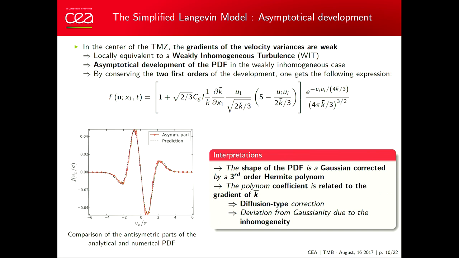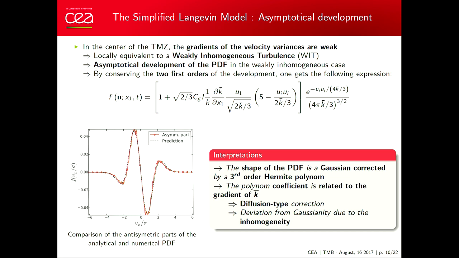To do so, we use the fact that in the center of the TMZ, the gradients of the velocity variances are weak. This allows us to use the assumption of local weakly inhomogeneous turbulence, or local quasi-homogeneous turbulence. Thanks to this assumption, we are able to make an asymptotic development of the PDF in the center of the TMZ. By conserving the first two orders of this development, we get the following analytical expression for our PDF. What you can see on this figure is the comparison between the anti-symmetric part of the PDF given by our analytical expression and the one given by the numerical simulation. We can see that they fit quite satisfyingly, which is encouraging for our expression.